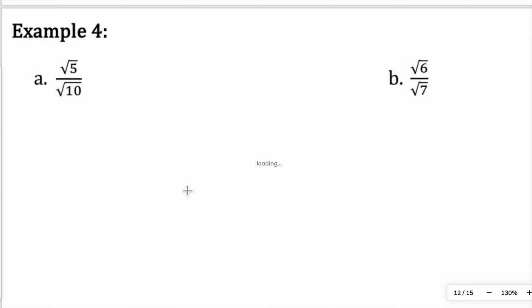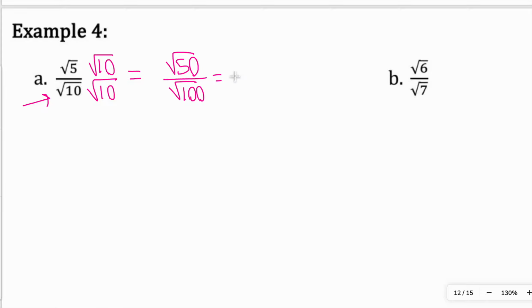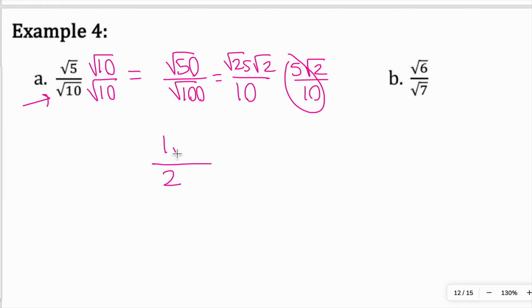That's what this is looking like. So letter A is not in simplest form because I have a radical on the bottom. So what I need to do is multiply both top and bottom by that radical. So I would get the square root of 50 on top, and then the square root of 10 times square root of 10 is 100. But then when you simplify the square root of 100, you get 10. And then the square root of 50 can be broken down into 25 and 2. So that's 5 square root 2 over 10. Noticing 5 and 10 can be reduced to 1/2. We still have that square root 2 at the top.